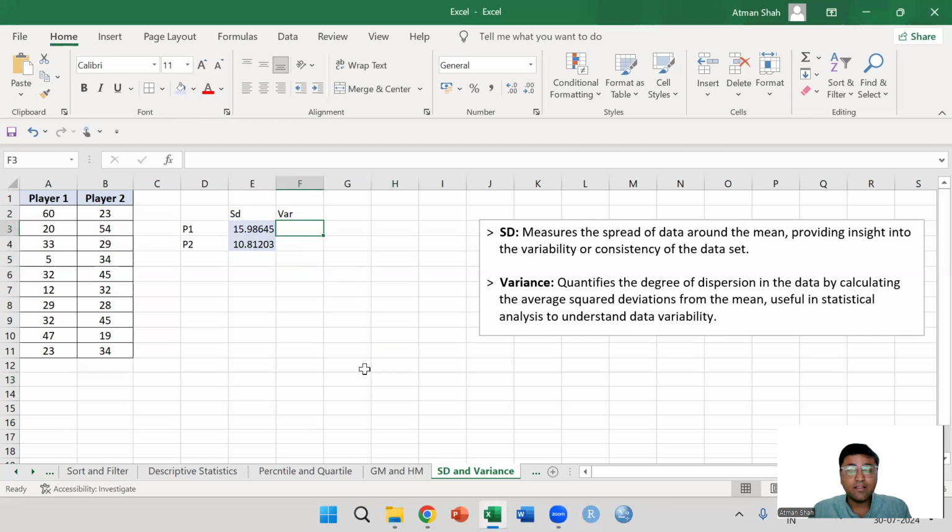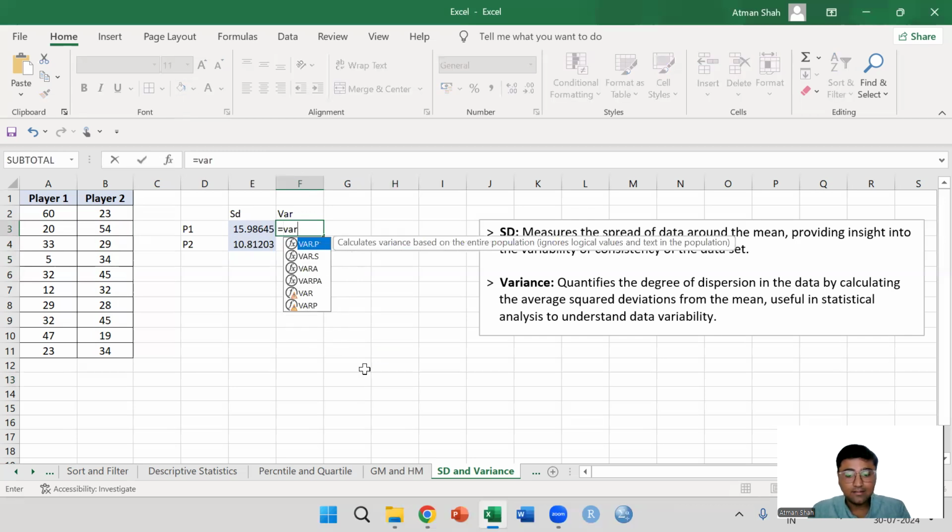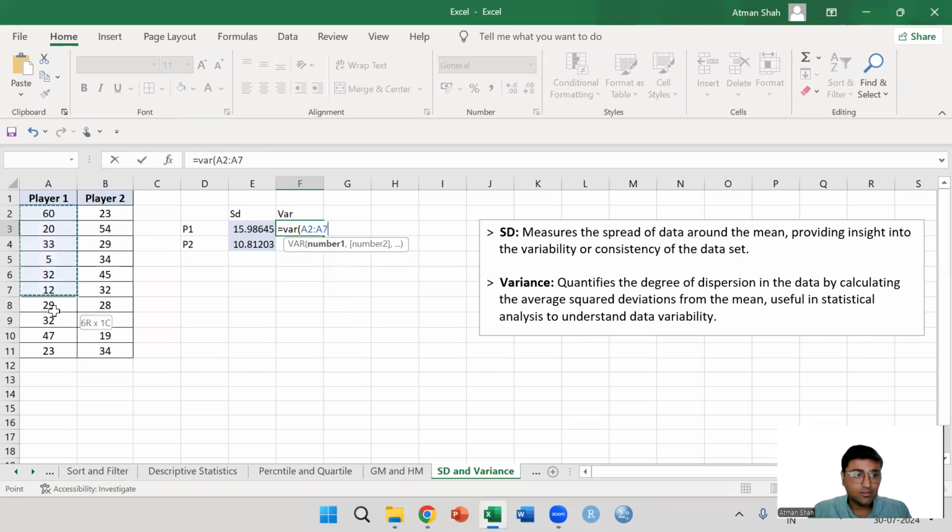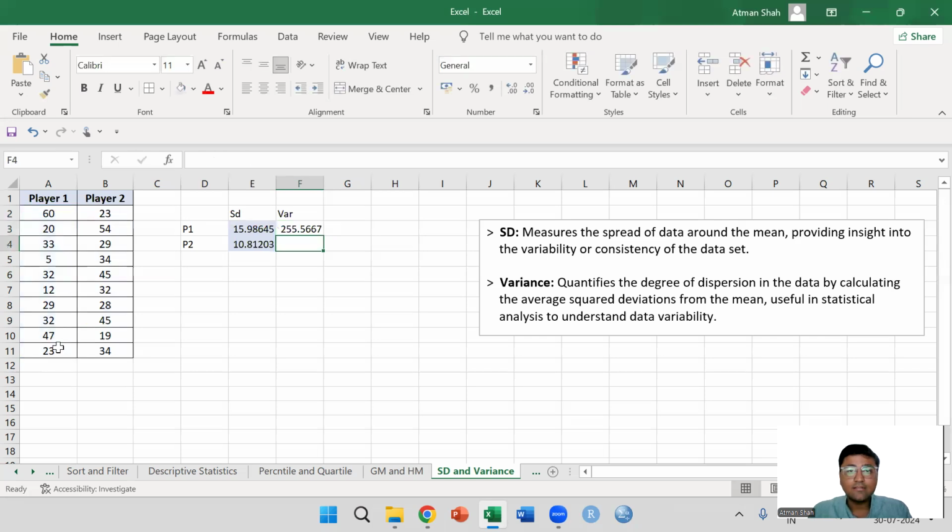Now let's see the value of variance. So it is equal to VAR. In bracket, select the range. So again, it is A2 to A11. Enter. So answer is 255.56.